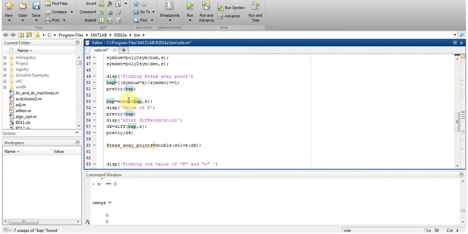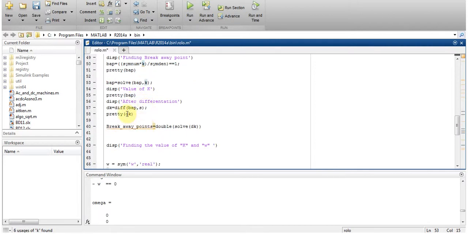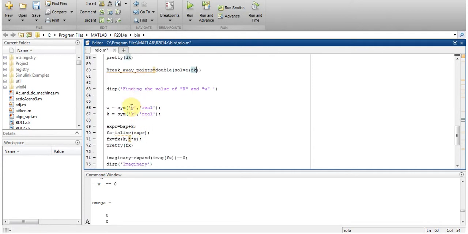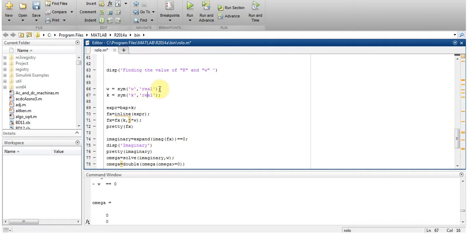And after that, I will find the breakaway point, and then solve the breakaway point with respect to K, because I'm trying to find the value of K. Same with taking the derivative of the breakaway point, putting it equal to zero and solving it. Then here I'm trying to find the value of K and omega. And again, here I'm declaring omega as real symbolic and K as real as well. So wherever omega is used, it will be considered a real quantity, because here I'm using a function to detect the real and imaginary terms in an equation.